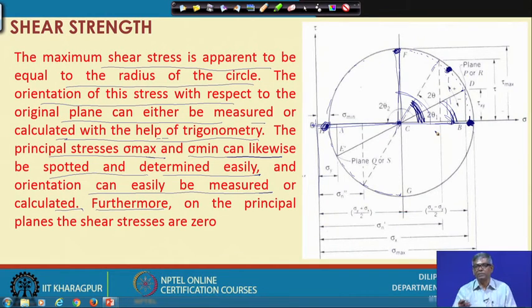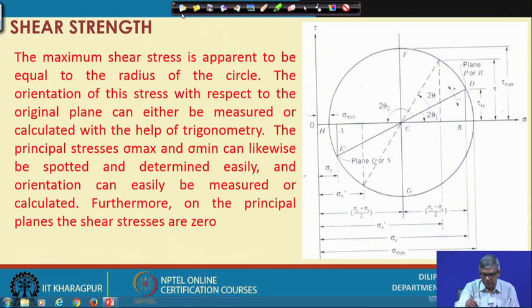Clockwise direction means negative angle. So this is a negative angle, and how much you measure the angle here, that is 2 theta. What is the value of theta? Half of that. Furthermore, on the principal planes the shear stresses are 0. You can see the principal planes: this is one principal plane, this is another principal plane. On that principal plane the maximum principal stress is occurring, where the shear stress is 0. So, these are the important observations from the Mohr circle which can be noted.